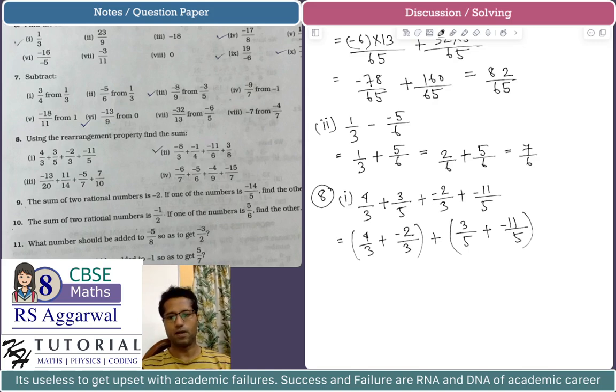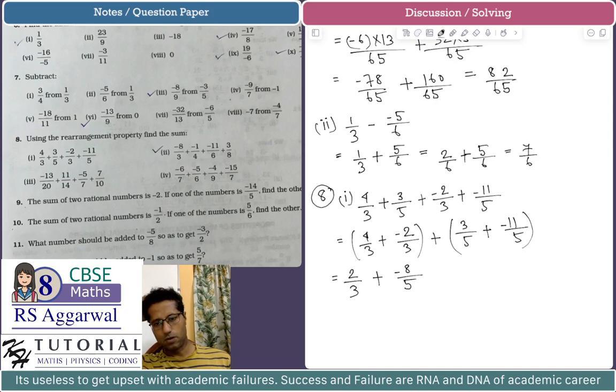In this problem, we are having two groups. It could be 3, 4, 5, 6, 7, 8, 9, 10, it could be many groups. Okay. Now I can easily do the addition of the rational numbers with the same denominator. The first one will be 2 by 3. And the second one will be minus 8 by 5.